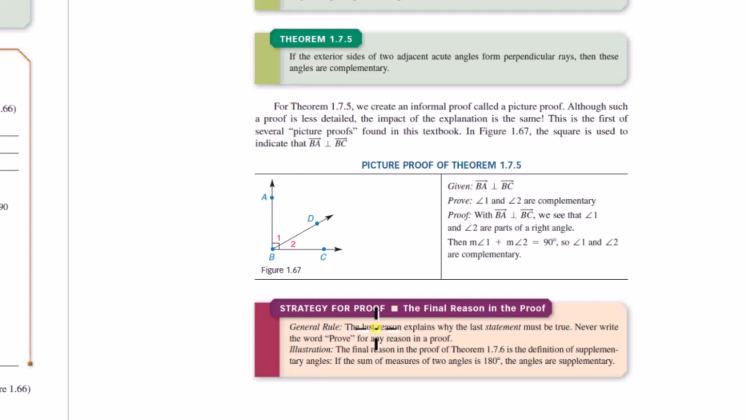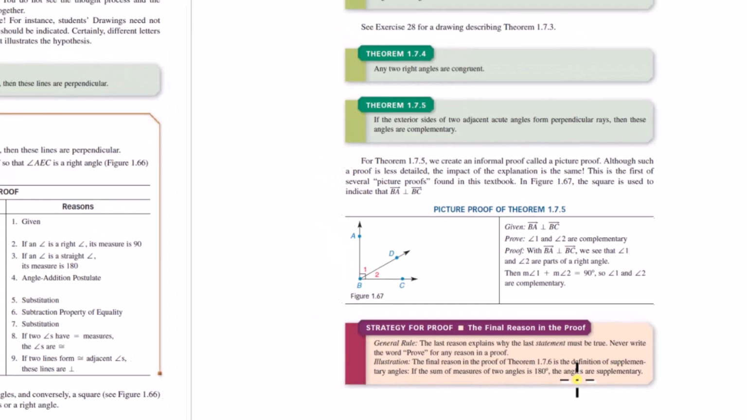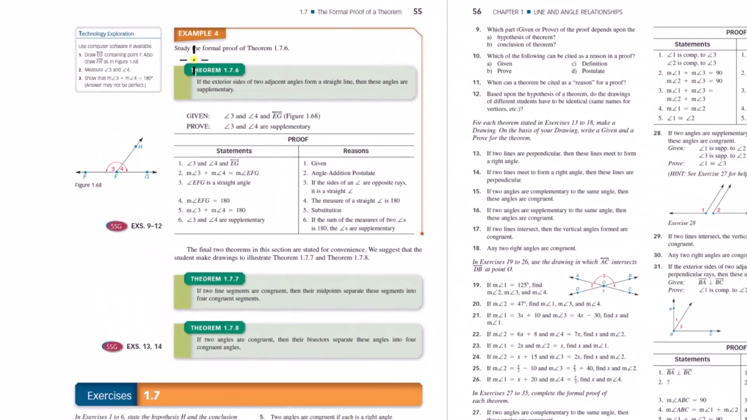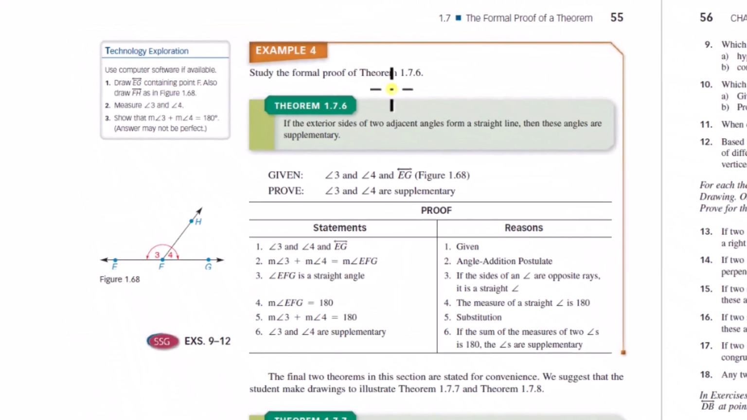All right, strategy for proof. The final reason in the proof, general rule: the last reason explains why the last statement must be true. Never write the word proof for any reason in a proof. The illustration: the final reason in the proof of theorem 1.7.6 is the definition of supplementary angles. If the sum of measures of two angles is 180 degrees, the angles are supplementary. All right. Study the formal proof of theorem 1.7.6.